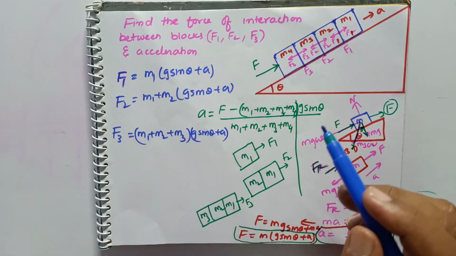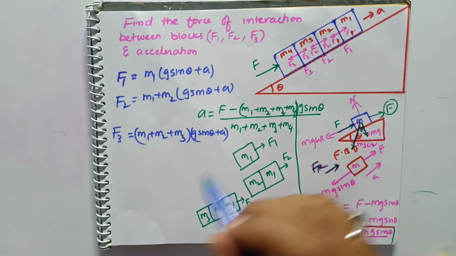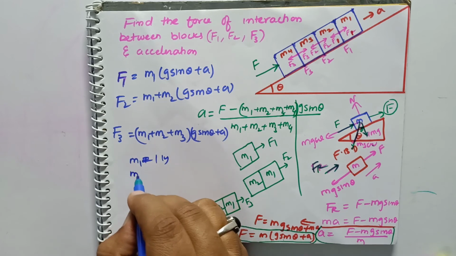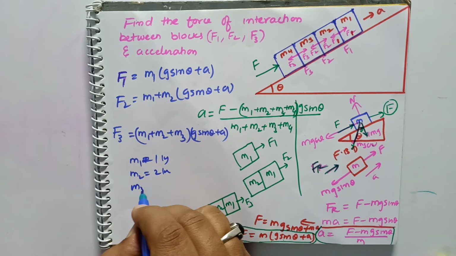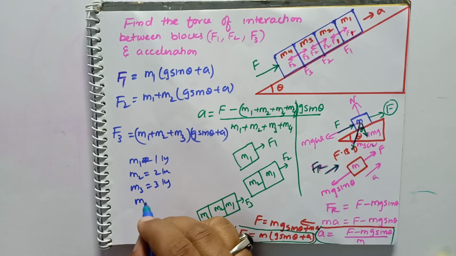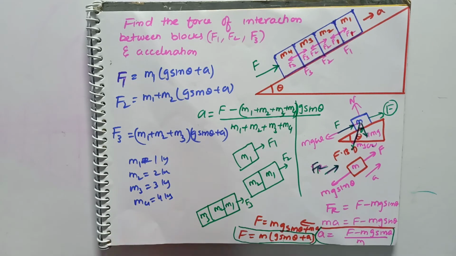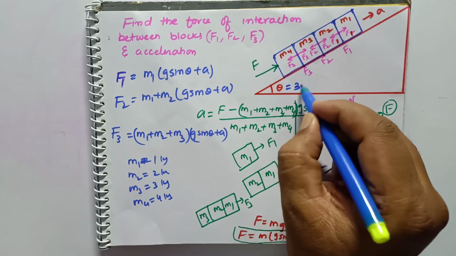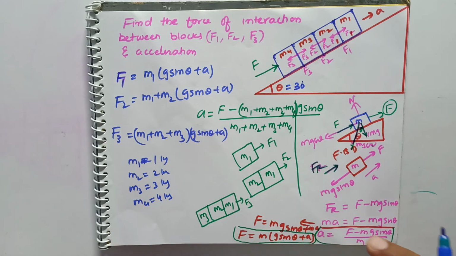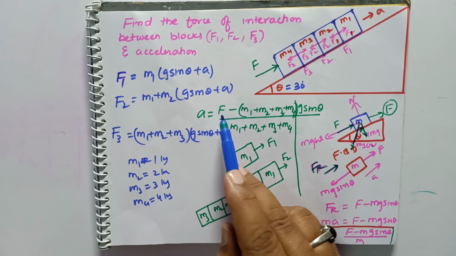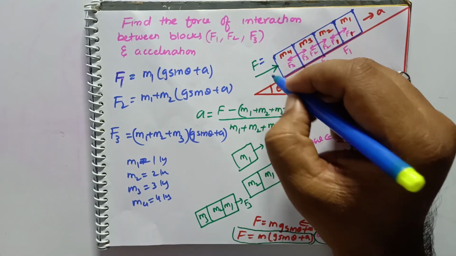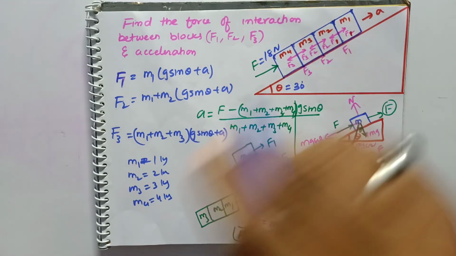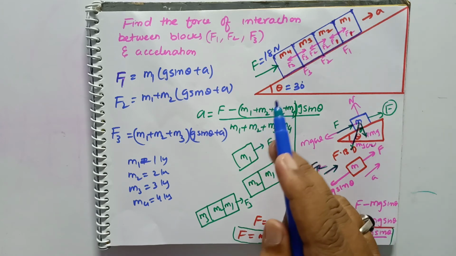This is a shortcut method. If the values of the masses are given, let us imagine m1 equal to 1 kg, m2 equal to 2 kg, m3 equal to 3 kg, and 4 kg for the last one. Just for example, I am taking these values from my side. Can't you find out acceleration now? If the angle is given as 30 degrees, it's very simple to find acceleration. Let us imagine f is given as 18 newtons here, just to understand.